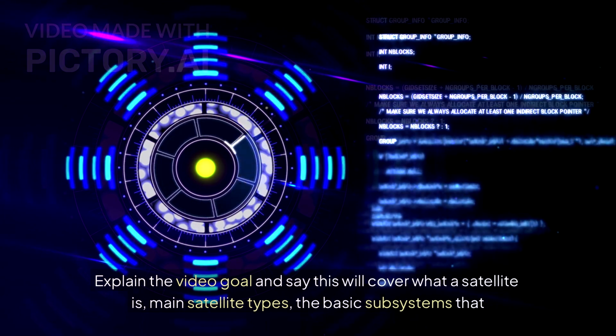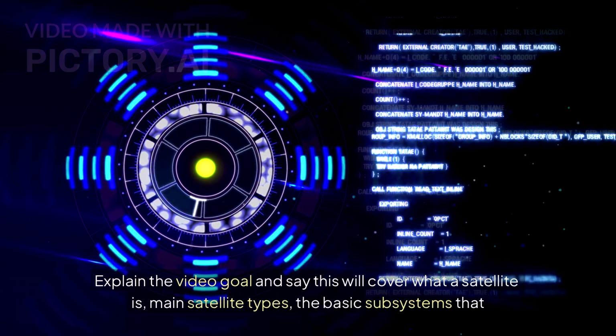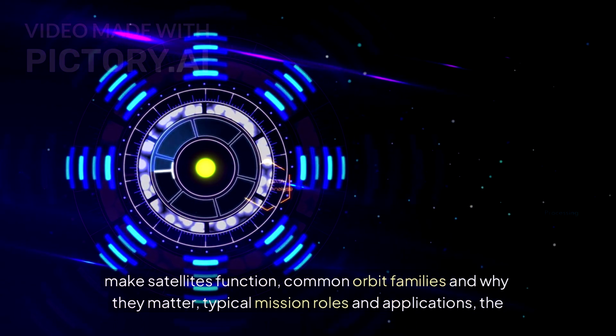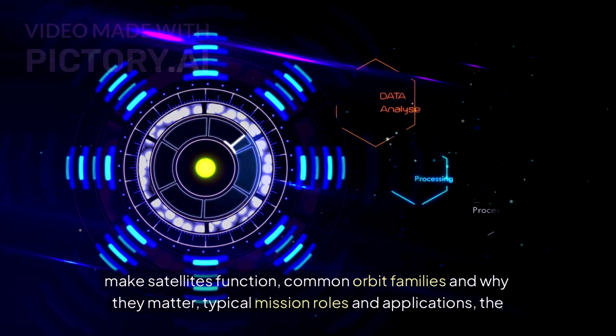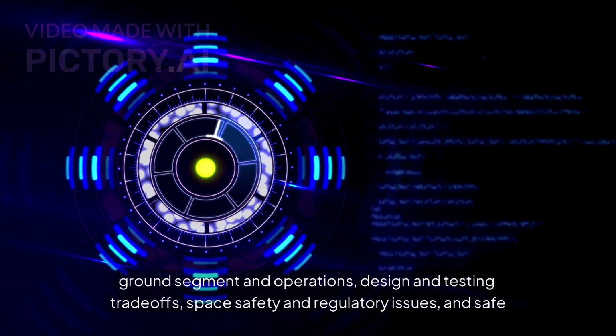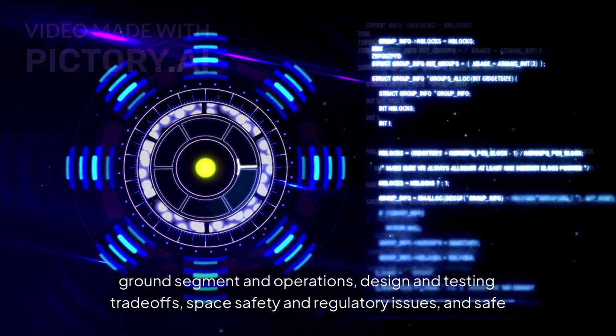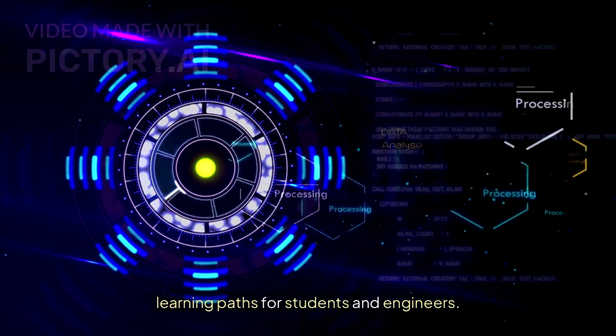Explain the video goal and say this will cover what a satellite is, main satellite types, the basic subsystems that make satellites function, common orbit families and why they matter, typical mission roles and applications, the ground segment and operations, design and testing trade-offs, space safety and regulatory issues, and safe learning paths for students and engineers.